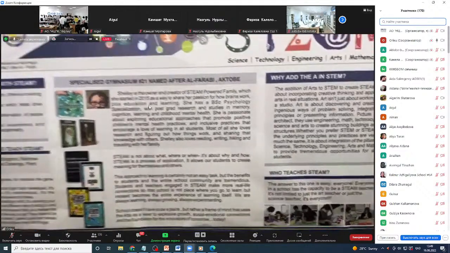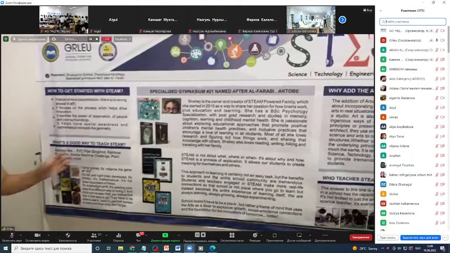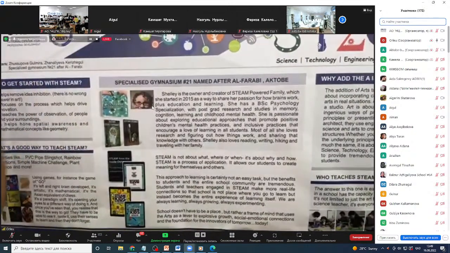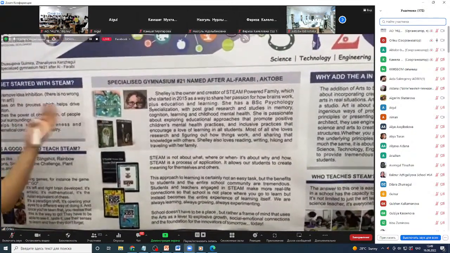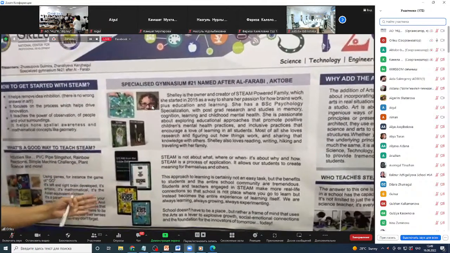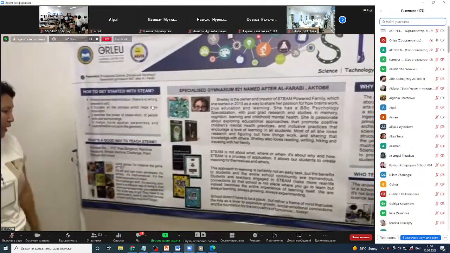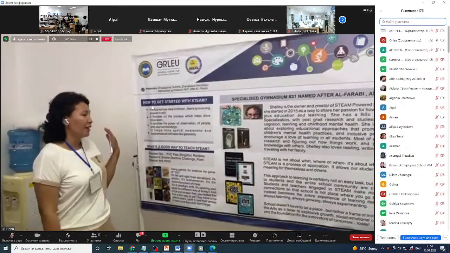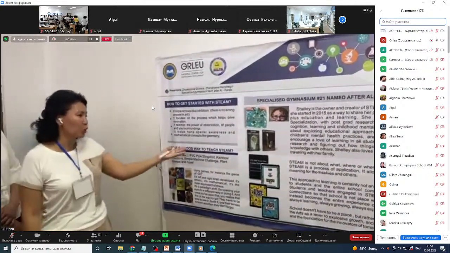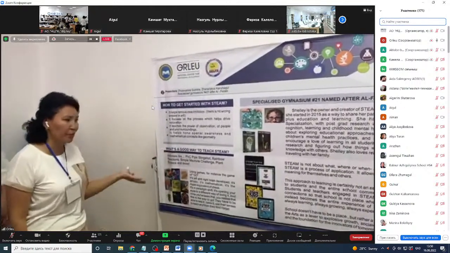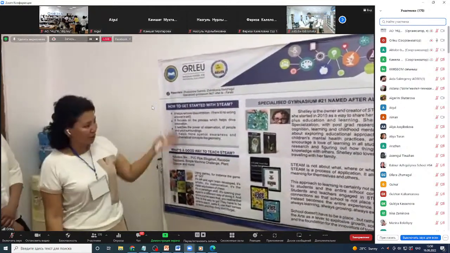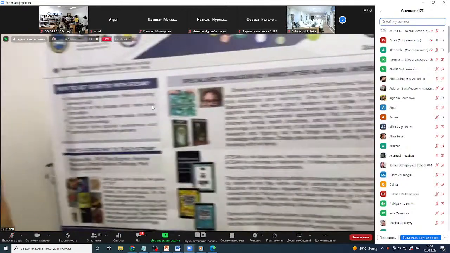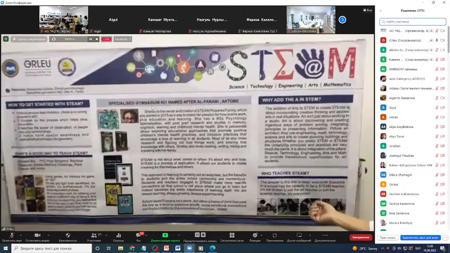Here you can see different resources for teaching STEM. As Kinjikul said, Shelley is the author of these resources. So you can see there are different books. And during the STEAM lessons, we can use different activities like slingshot, rainbow reaction, simple machine, and others. So here you can see some ideas connected with science, technology, engineering, arts, and mathematics.